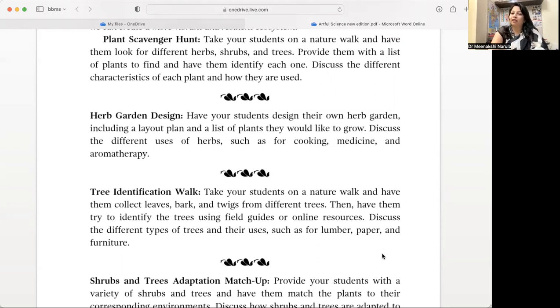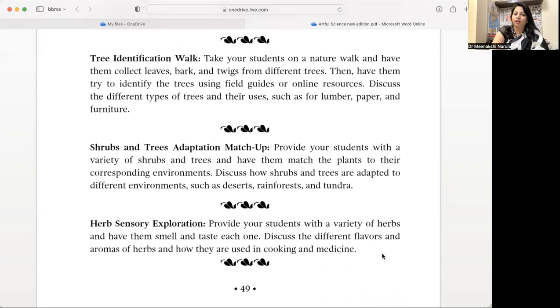And maybe a tree identification walk. Take your students for a nature walk, help them collect the leaves, different barks, twigs of the trees, and let them identify from the twigs and the leaves which tree they belong to. So then have them discuss, try to identify the trees, and you can use some online resources. I've already told you, you can use Google Lens. That is a wonderful tool the students can use. Okay, and discuss the different types of trees and their uses. Maybe paper, furniture, what it is used for, you can talk about that.